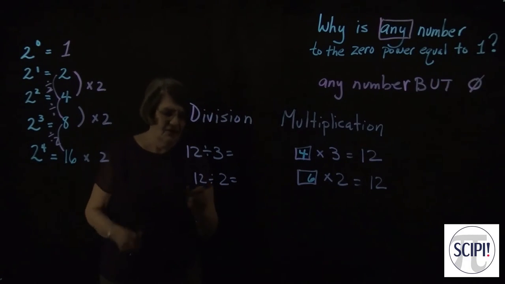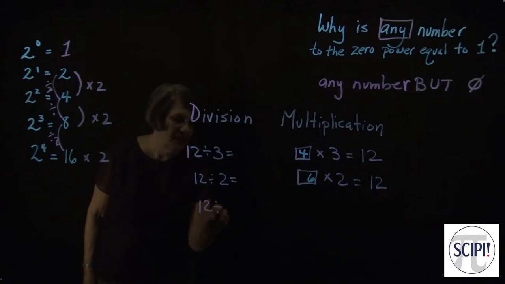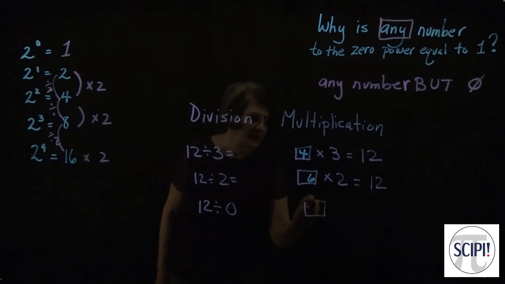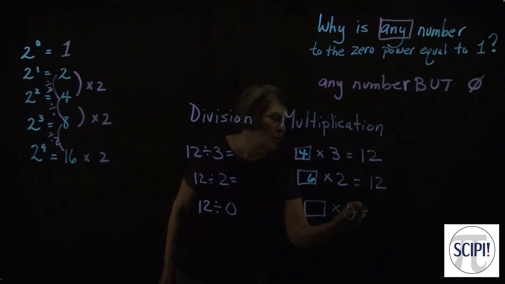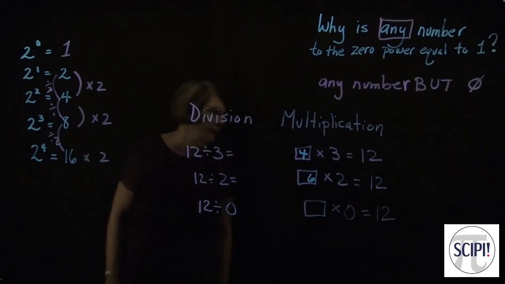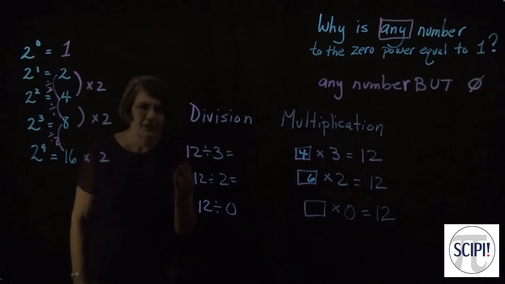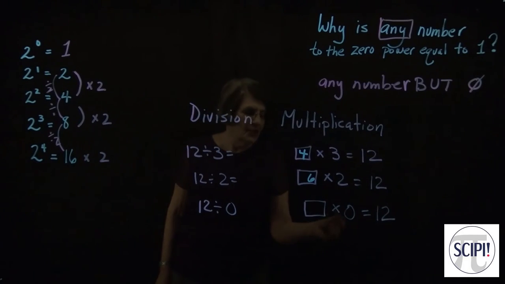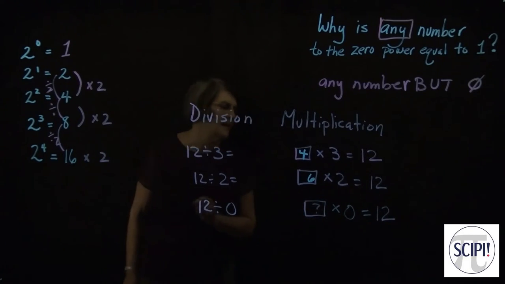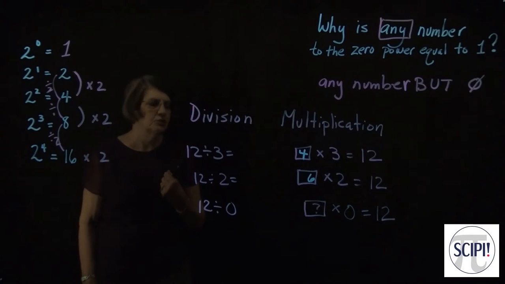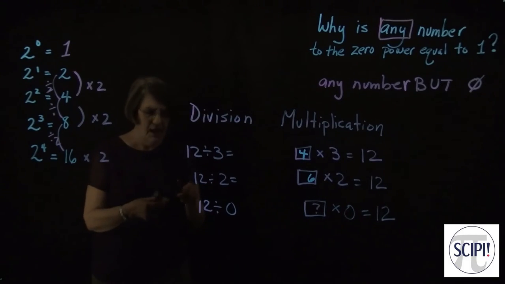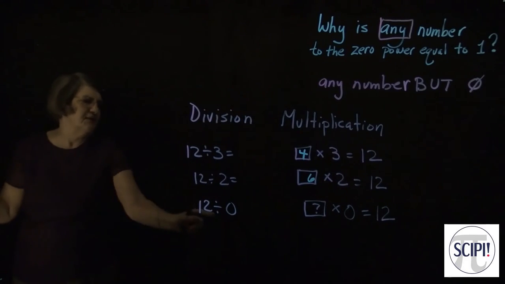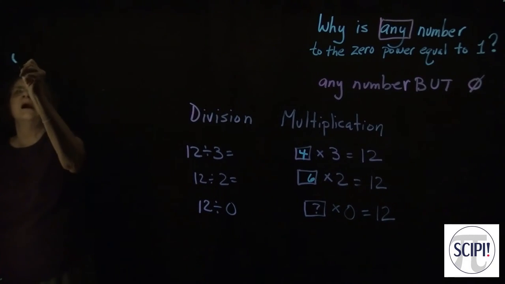But what if I had this? 12 divided by 0. I am asking what times 0 will give me 12? Anybody? That's right, there isn't an answer, is there? There is no answer for this, and we say that division by 0 is considered undefined. So we're going to say that anything divided by 0 is undefined.